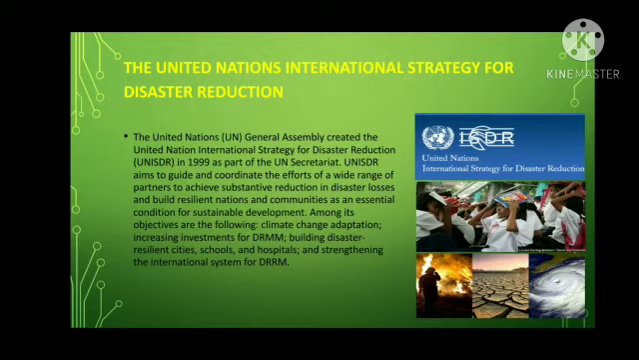UNISDR aims to guide and coordinate the efforts of a wide range of partners to achieve a substantive reduction in disaster losses and build resilient nations and communities as an essential condition for sustainable development. Among its objectives are the following: climate change adaptation, increasing investment for DRRM, building disaster-resilient cities, schools and hospitals, and strengthening the international systems for DRRM.